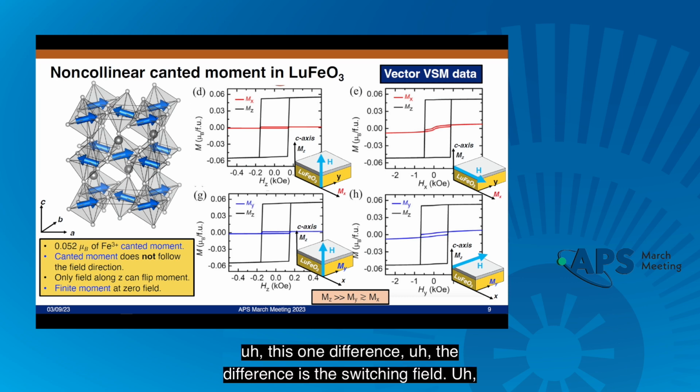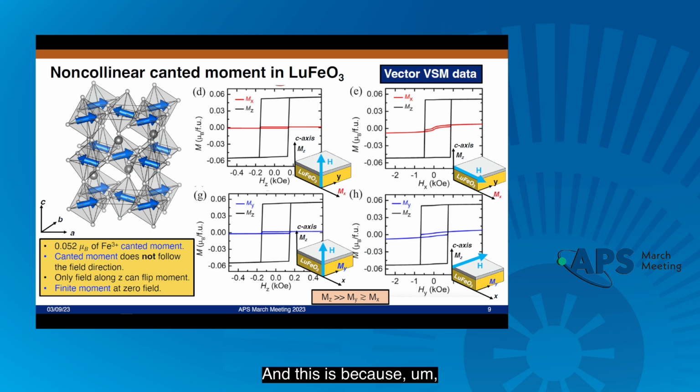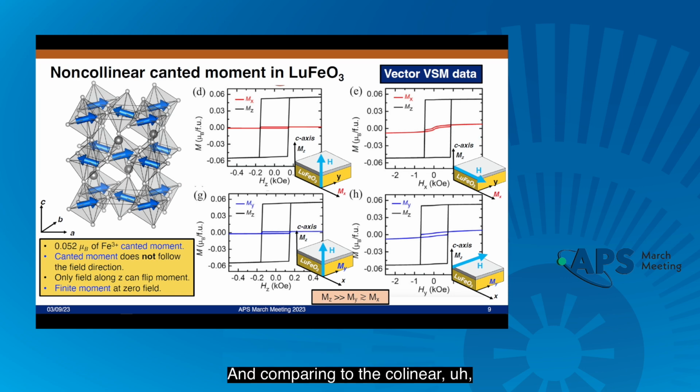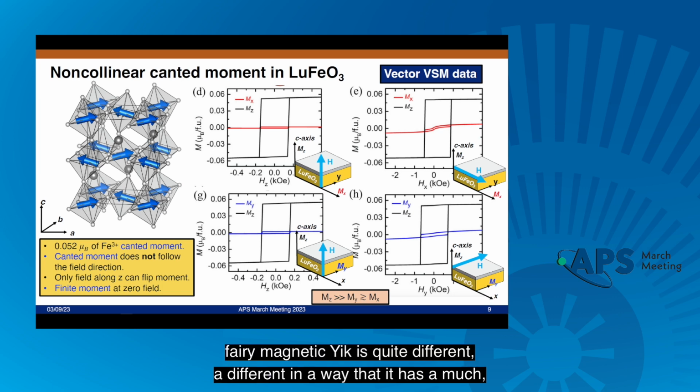However, there's one difference. The difference is the switching field. This is up from 150 Oersted to around 1,000 Oersted. And this is because only the field applied along the c-axis can flip the spontaneous canting moment. And that's why, from now on, we'll apply the field along the c-axis for this material's measurements. So yeah, this is the magnetic structure of the lutetium ferrite.